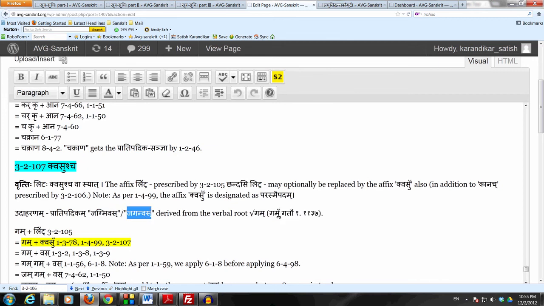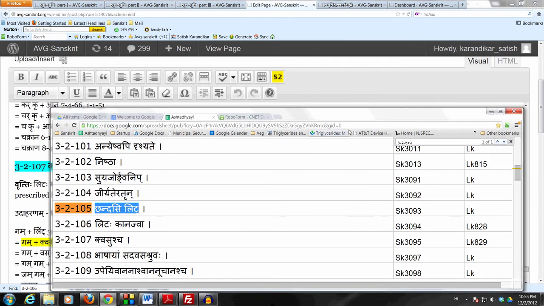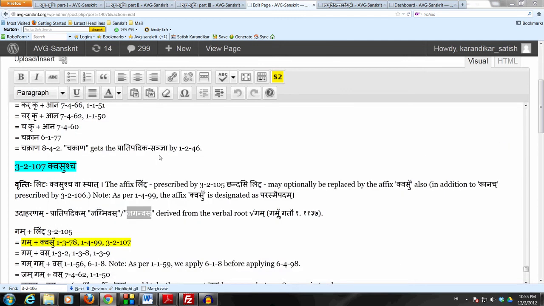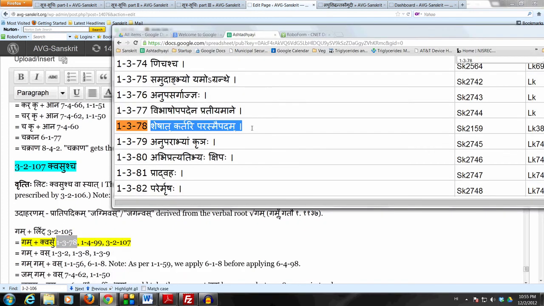Now kwasu is going to be used kartari krit, no change there. So jagmivas or jaganvas with similar meaning to gatavan or gatavat pratipadikam. So jagmivan or jaganvan is the same meaning as gatavan, because this is also bhuta samanye. This is not paroksha but bhuta samanye. So let's start with gam plus lit by 3.2.105 Chandasi lit. Bring in the affix kwasu, because here dhatu gam is a parasmaipadi dhatu. So by sheshat kartari parasmaipadam and then la parasmaipadam and kwasuscha, bring in the kwasu adesha in place of lit.